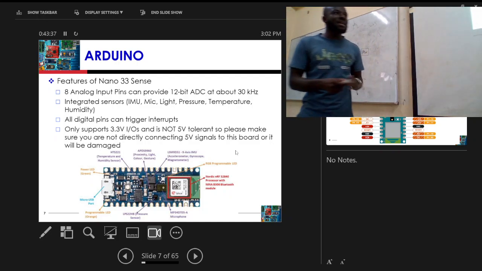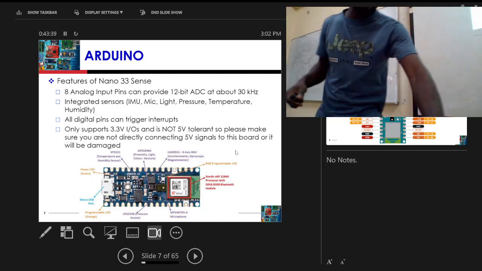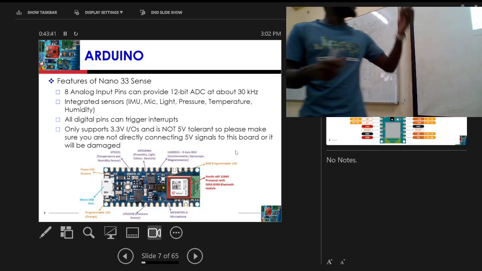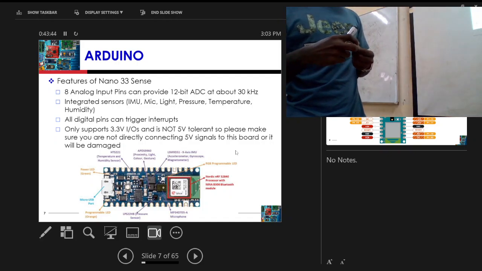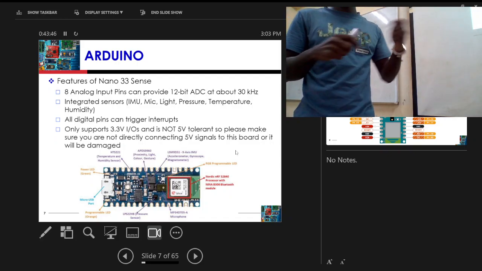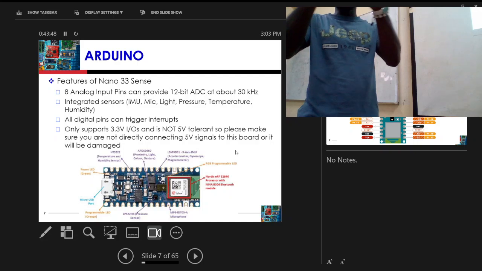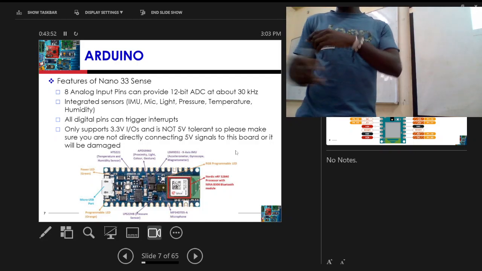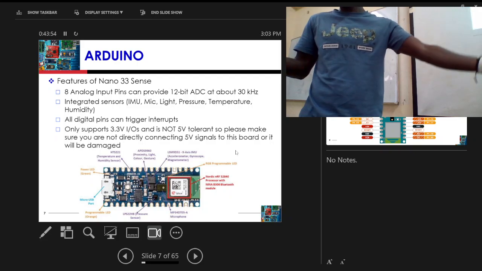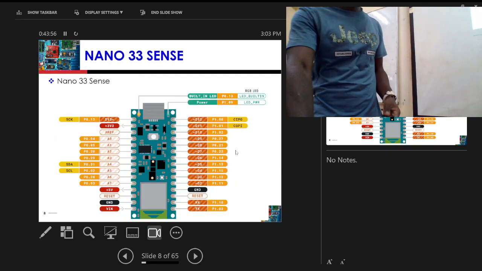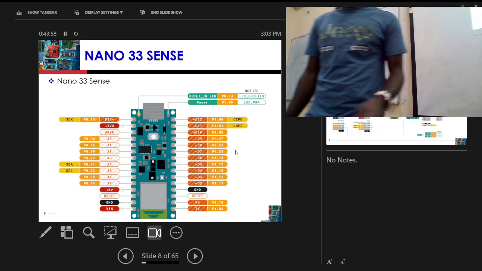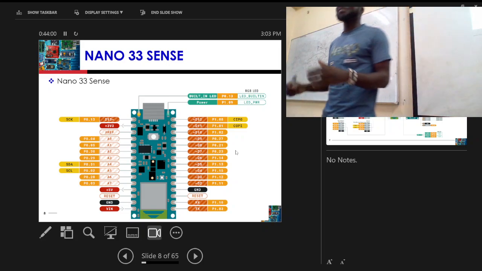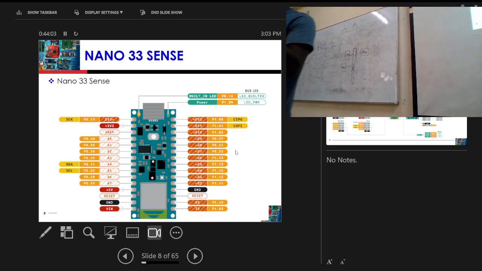So the next thing is the Arduino Uno and the Arduino Nano. As I said, it has sensors and digital pins. Some of these pins are digital pins, some are analog pins. I hope you know what digital pins are and what analog pins are, right? Do you all understand what digital pins and analog pins are?